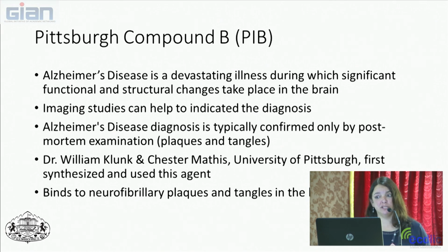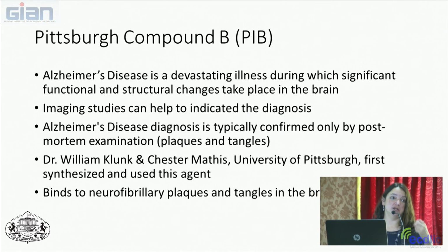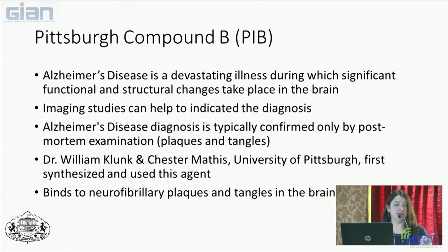Okay, I briefly mentioned this Pittsburgh compound B, and they use this to study Alzheimer's disease. These amyloid plaques that are created during Alzheimer's disease can be labeled with this compound B, and imaging studies using this can help indicate a diagnosis of Alzheimer's. So typically in the past, and a lot really still today, Alzheimer's disease can only be confirmed as a diagnosis post-mortem by looking at the brain and seeing that there were these plaques and tangles that occurred.